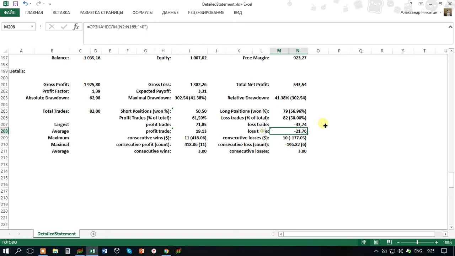Okay, 21, and let's find the average risk to reward. The average risk to reward ratio equals this divided by, oh sorry, equals this divided minus this. Why do I do minus this? Because I don't want the average risk reward to be displayed as a negative number.